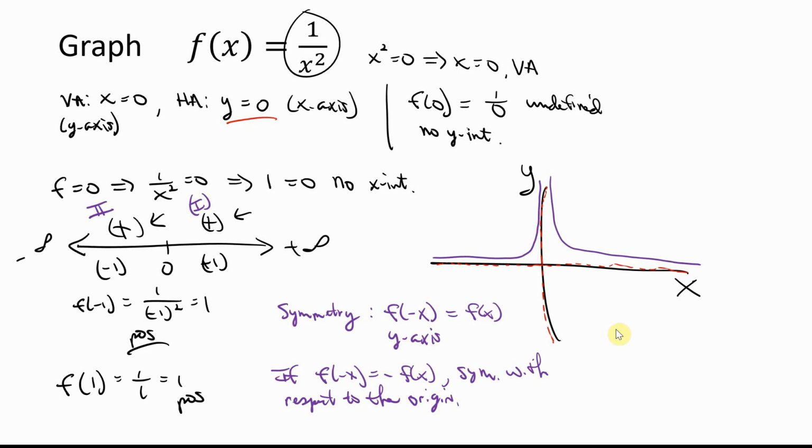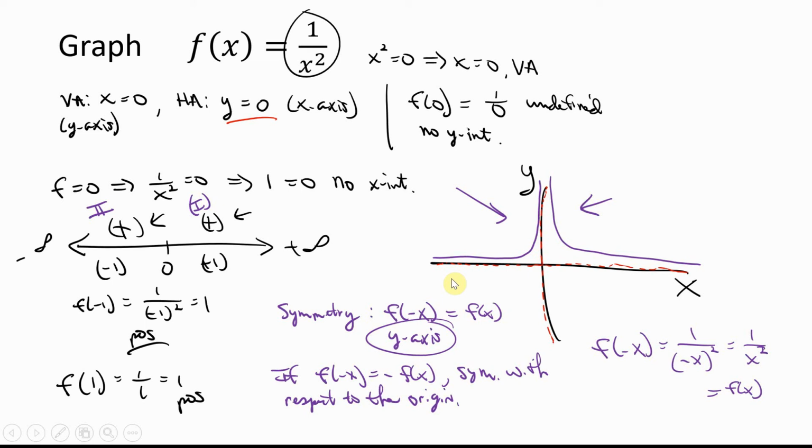So for this problem, if we plug in a negative x, we get 1 over negative x, all squared. That's just 1 over x squared. Well, that's equal to the original f of x. So this is symmetric with respect to the y-axis. Well, look at it. I get the mirror image on the left and the right side. So that's the idea of the symmetry. Sometimes if you can graph it, you can see.